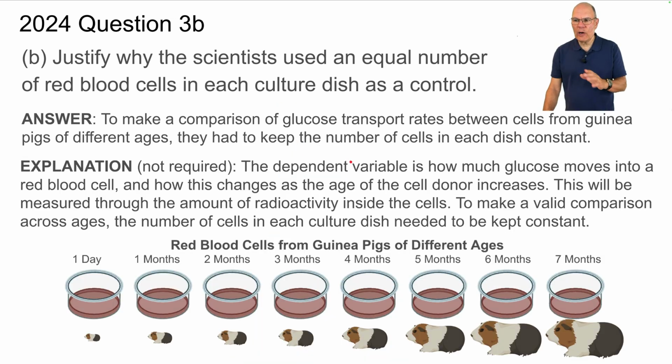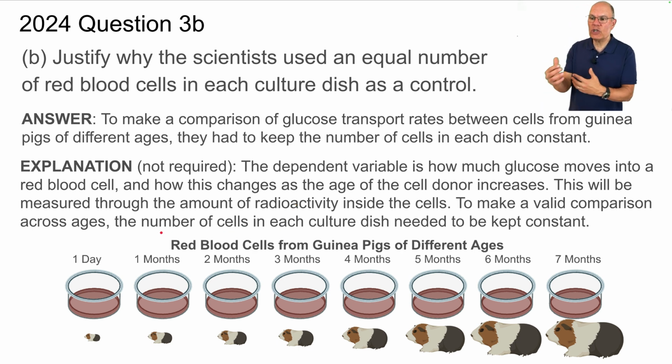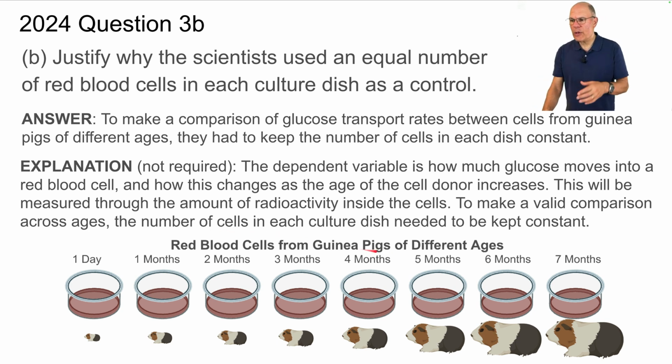The dependent variable in this experiment is how much glucose moves into a red blood cell and how this changes as the age of the cell donor increases. That's the independent variable. This will be measured through the amount of radioactivity that's inside the cells. To make a valid comparison across ages, the number of cells in each culture dish needs to be kept constant. Just think about this.